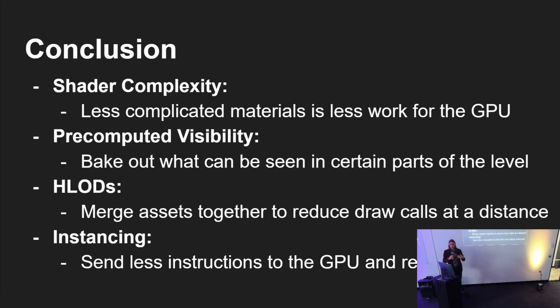HLODs, we merge all of these assets together to reduce draw calls. We reduce the CPU telling the GPU to render these triangles, render these vertices at this position. And we do the same for instancing. So we can use these to really take a lot of the bandwidth off the GPU, and we can use that to prioritize where we want to actually spend our budget. Again, the cheaper the shader complexity is, maybe we can increase the tri count, we can make things look a little bit nicer.